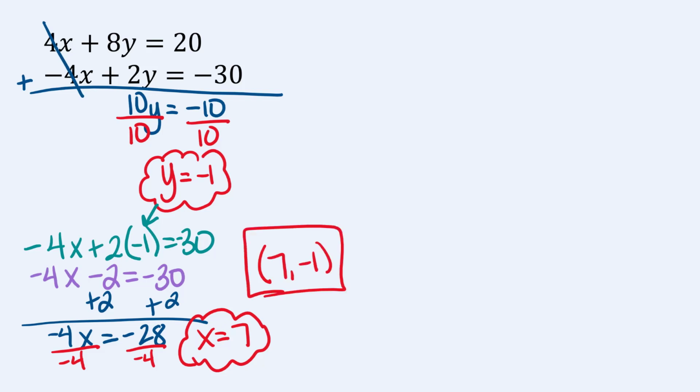And now we've taken our three different systems and we have solved for both the x and the y and found the point where they intersect using elimination.